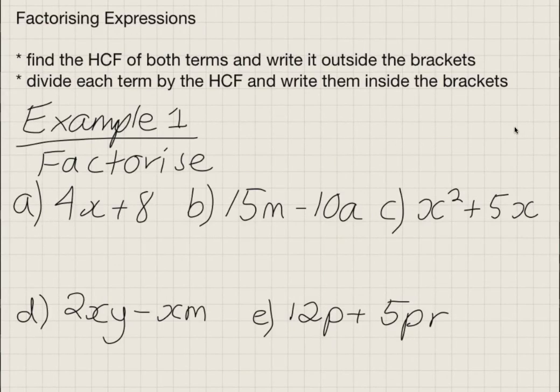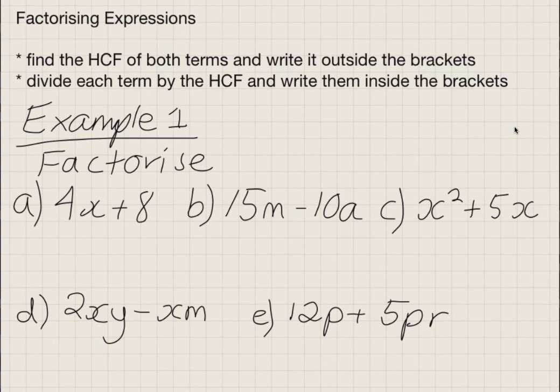In this video, we will look at factorising expressions. So to factorise, we need to find the highest common factor, or HCF, of both terms and write it outside the brackets. Then divide each term by the highest common factor and write them inside the brackets. So factorising is really the opposite of expanding, which you just learnt in the previous video.